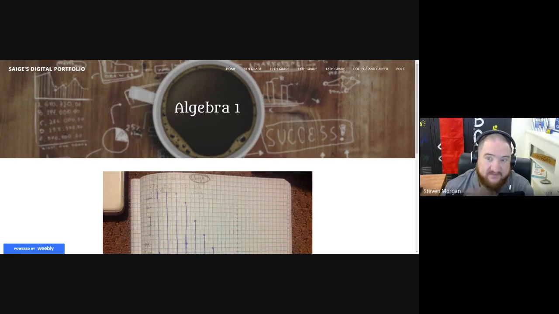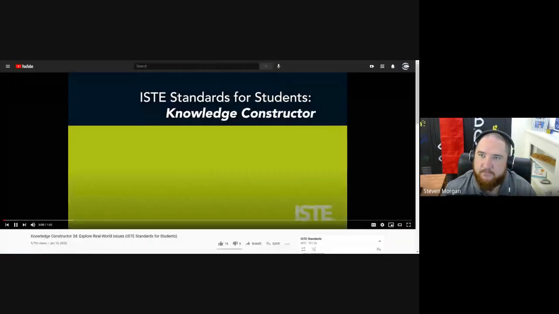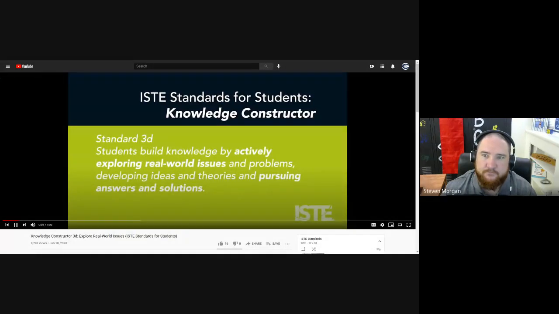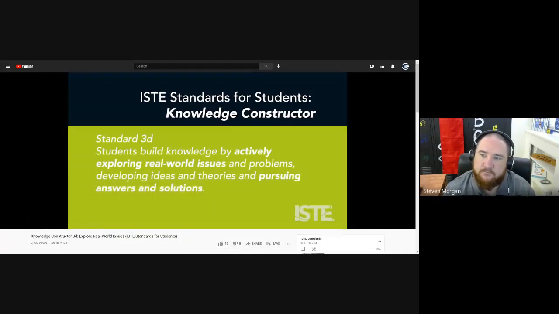On this, I'm going to leave a few of the other examples up here for you to take a look at, but I'm not going to go too much into detail. You saw the one that's on there. So the last standard is 3D, and let's go ahead and look at that. Students build knowledge by actively exploring real-world issues and problems, developing ideas and theories, and pursuing answers and solutions.